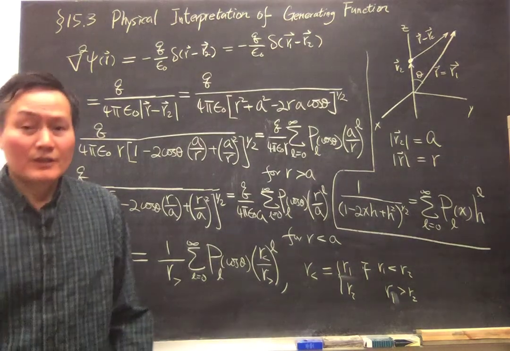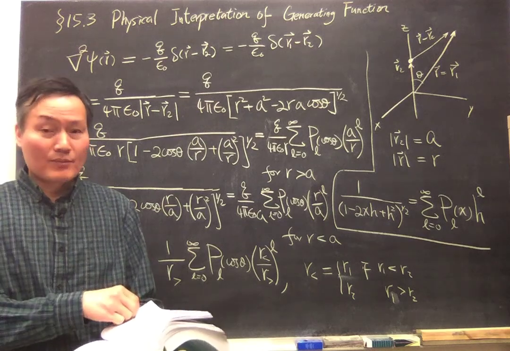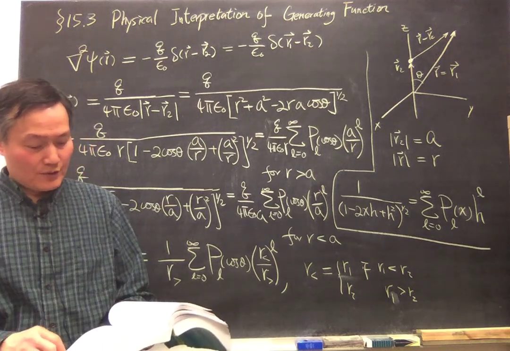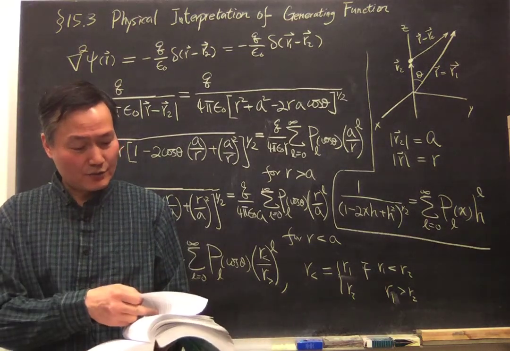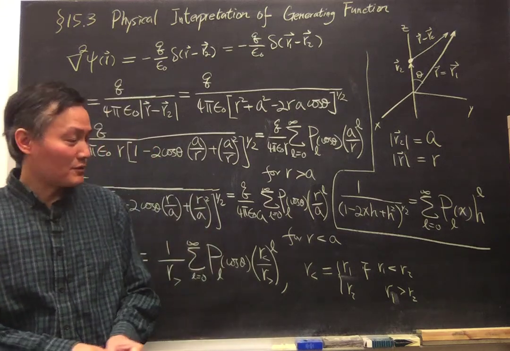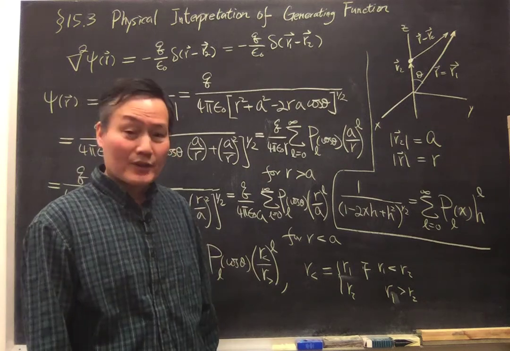Your textbook continued this section with some discussion on multipole expansion, electric multipoles, which we'll skip over because in the EM class you will learn a more general method to talk about electric multipoles. So we'll stop the discussion here.